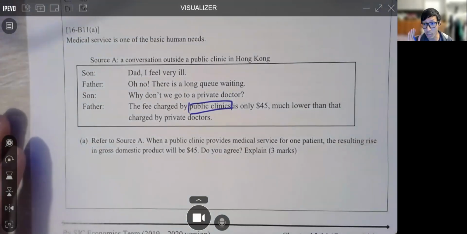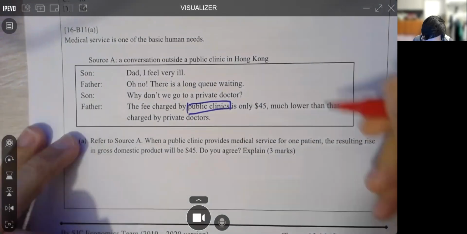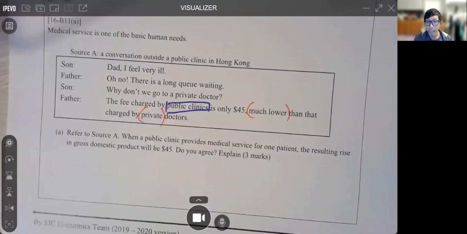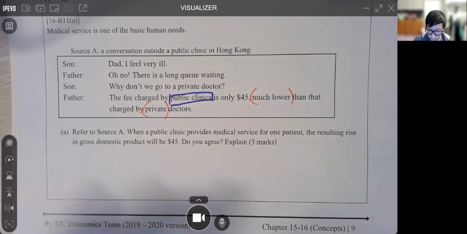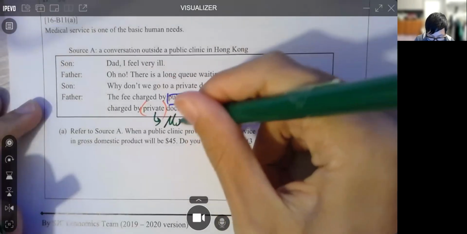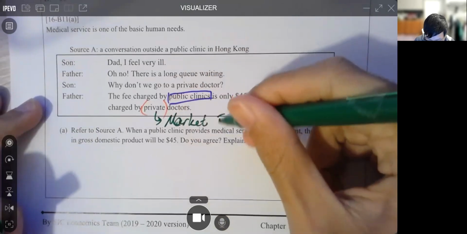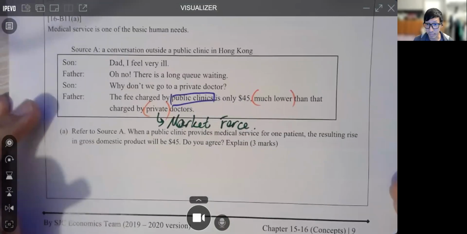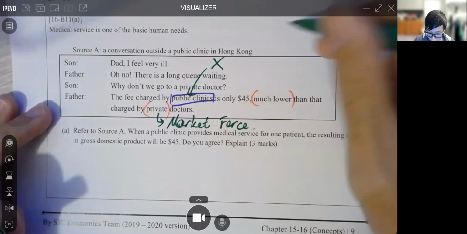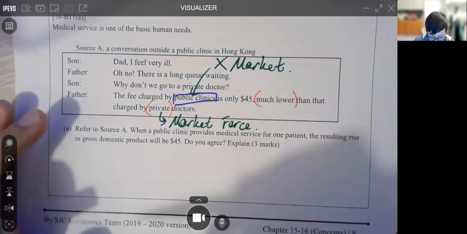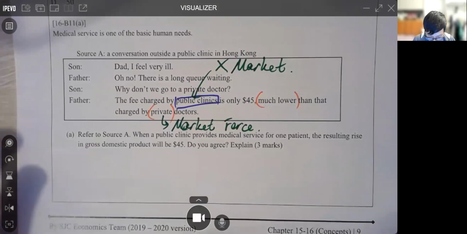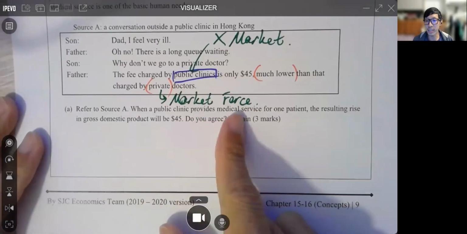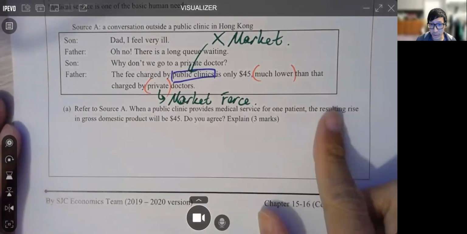Remember, it says that public hospitals now charge 45 dollars, much lower than private. So what is this passage trying to get at? Remember there is one very important concept: private providers follow market force, while public ones do not follow market force. The price set is actually set by the government with the objective of providing service, not earning a profit. So it asks, when a public clinic provides medical service for one patient, the resulting rise in GDP will be 45. Do you agree?